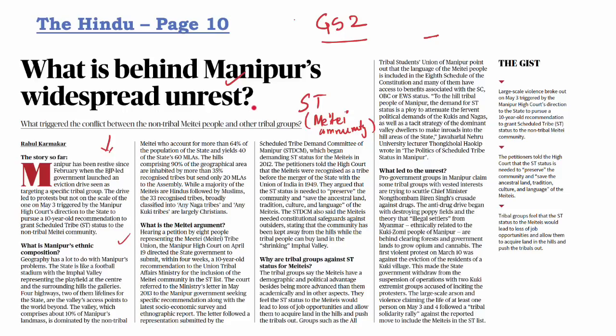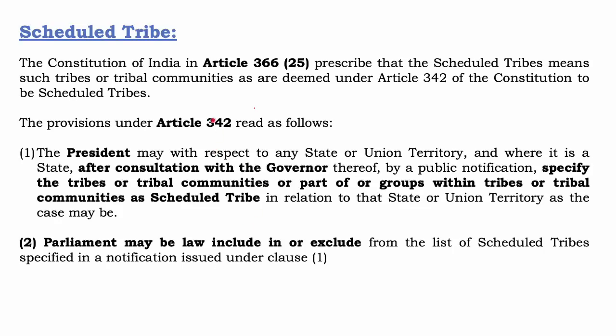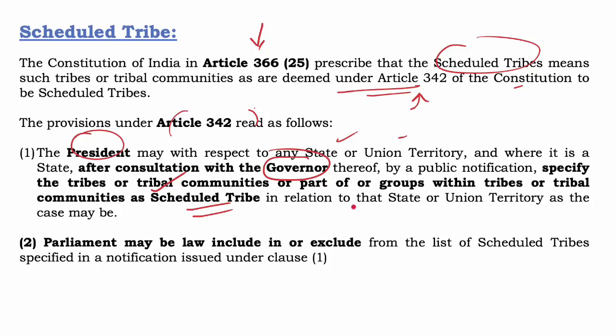Now when we have seen the case, let us try to understand more about the scheduled tribes. The Constitution of India under Article 366 prescribes that the scheduled tribes are the tribes or the tribal communities that are deemed under Article 342 of the Indian Constitution to be qualified as scheduled tribe. And Article 342 says that the President may, with respect to any state or UT, after consultation with the governor, by a public notification, specify the tribes or the tribal communities as scheduled tribes in relation to the state or the UTs.